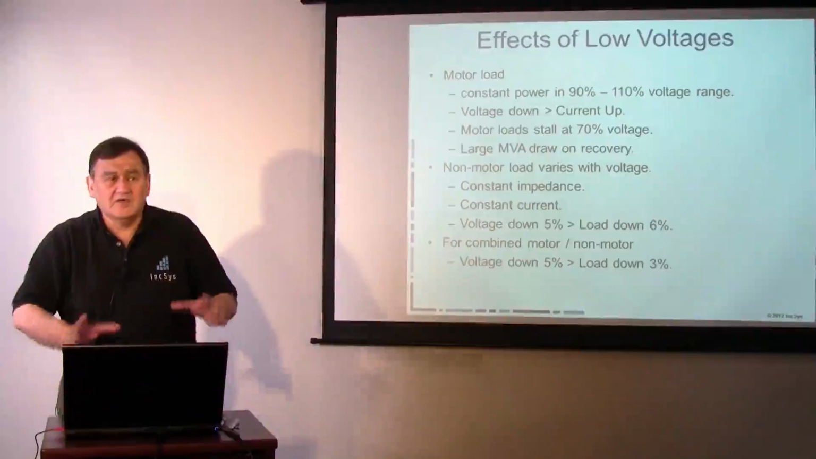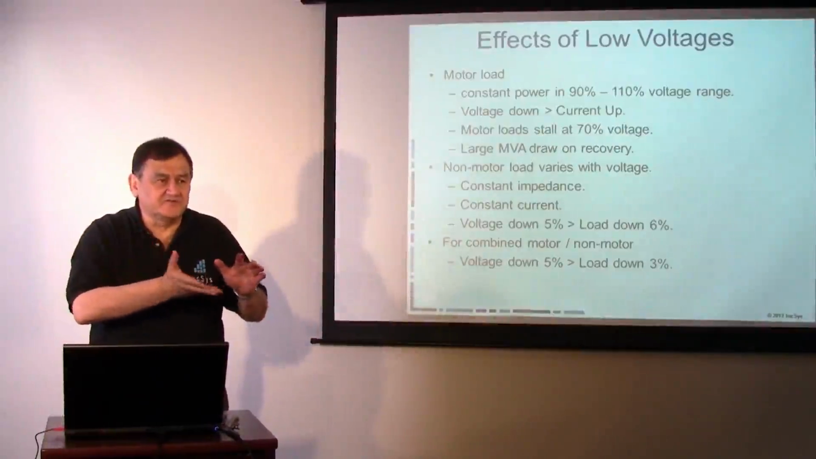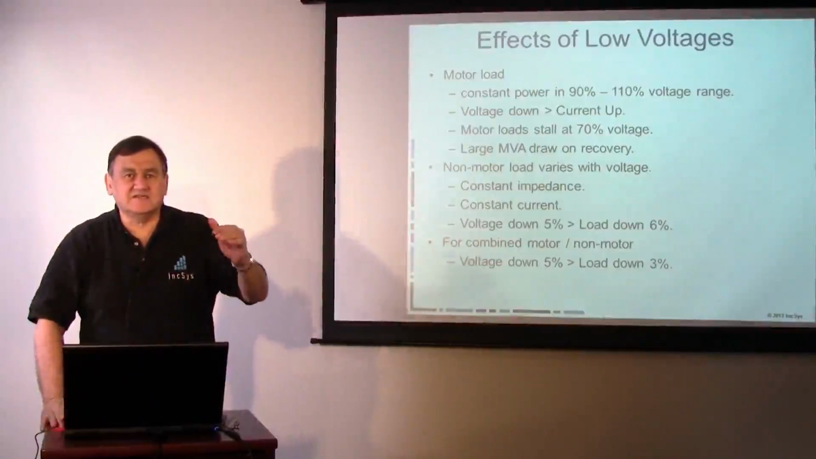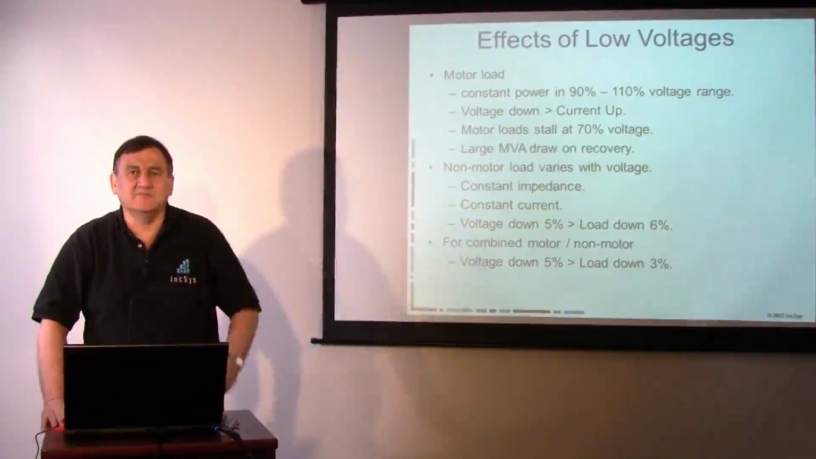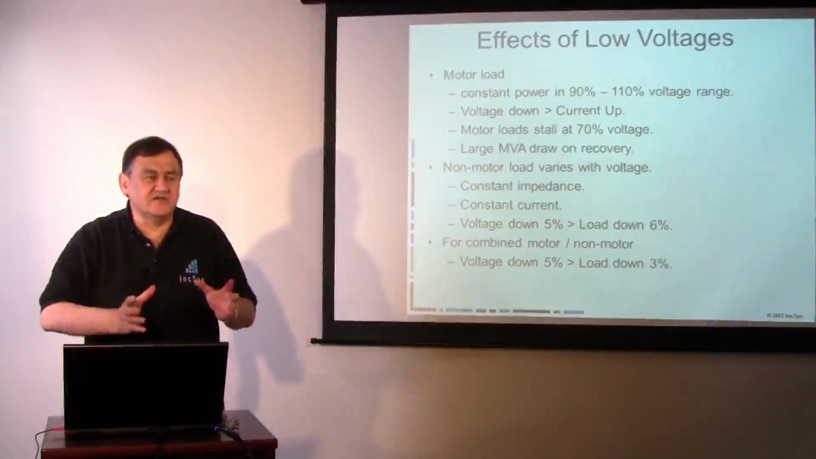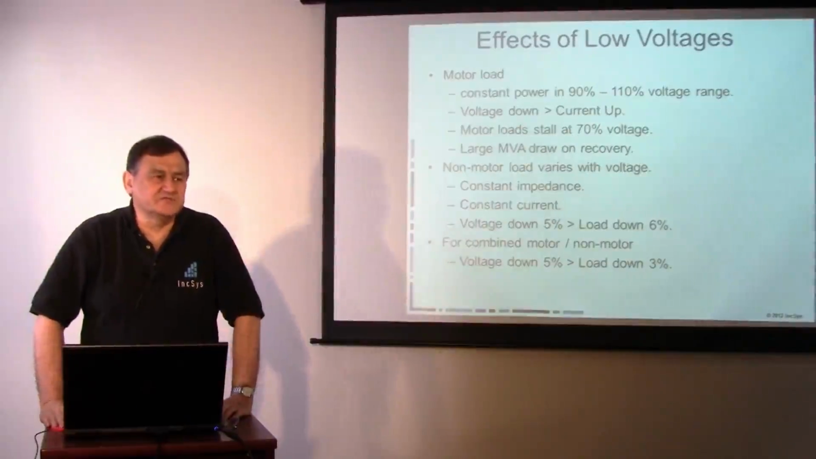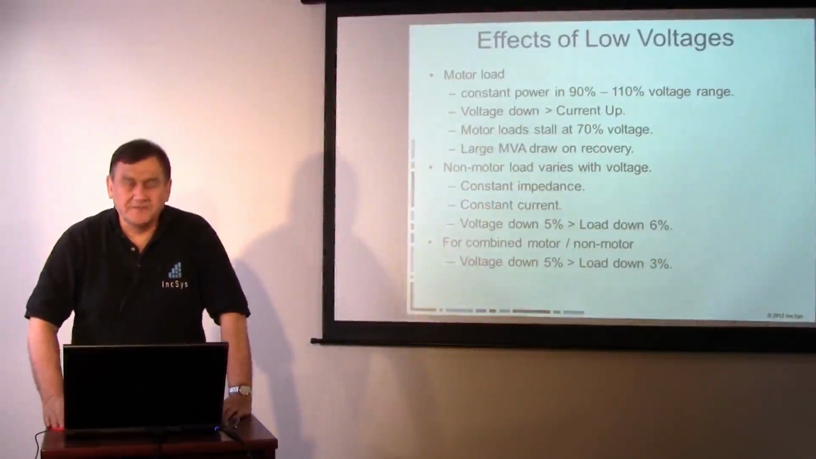Now, when we combine our motor load, which is not dependent upon voltage in the sense that the power stays the same, with our non-motor load, our resistive load, we can say on average if the voltage is down 5%, our total load is down about 3%. Okay?